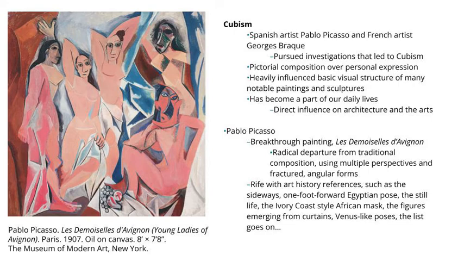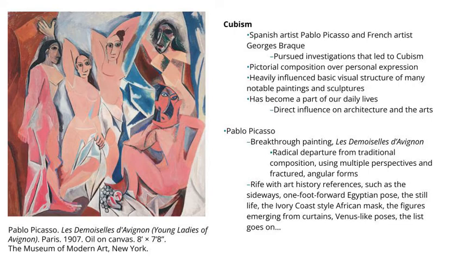This piece is also rife with art history references, such as the sideways, one foot forward Egyptian pose, the still life in the front, the Ivory Coast style African mask on this woman who has her head turned all the way around, and also another woman in the back, also on the right side. Also, the figures emerging from curtains, the Venus-like poses, the list goes on. There's a lot of art history here.